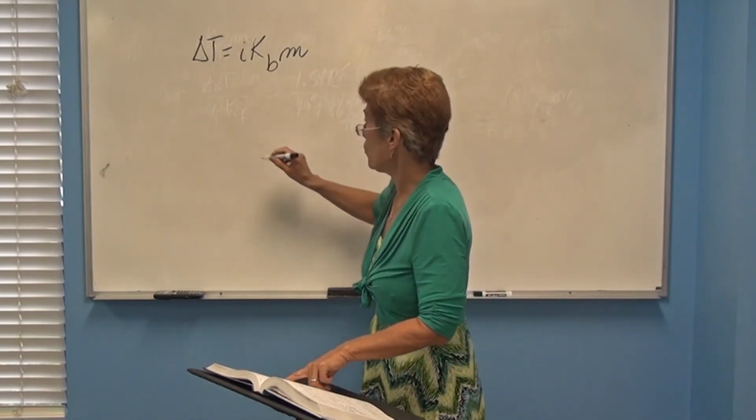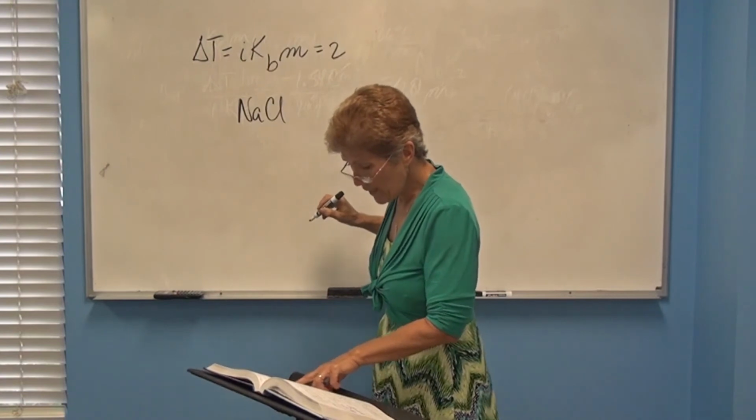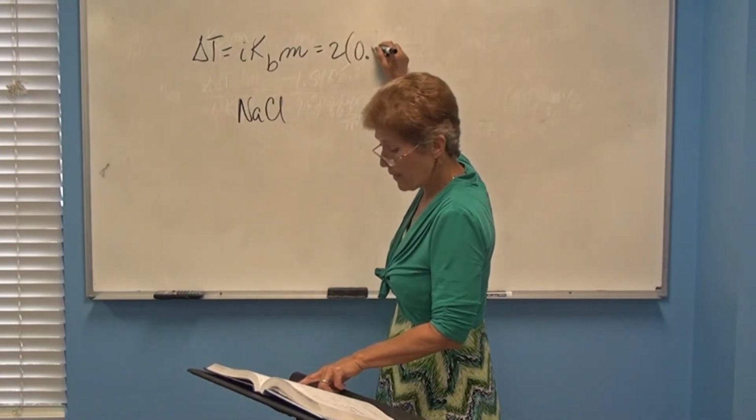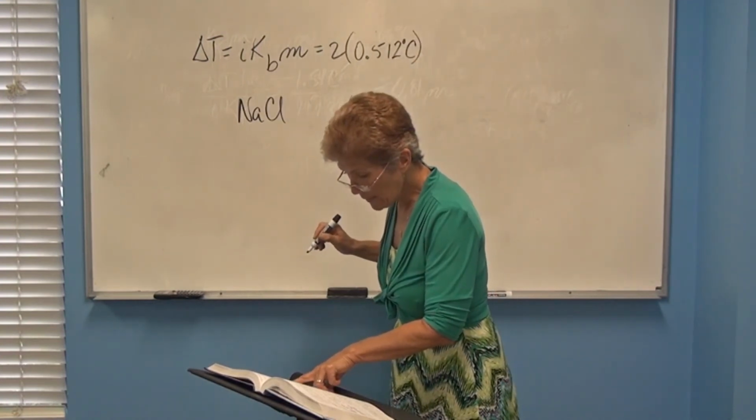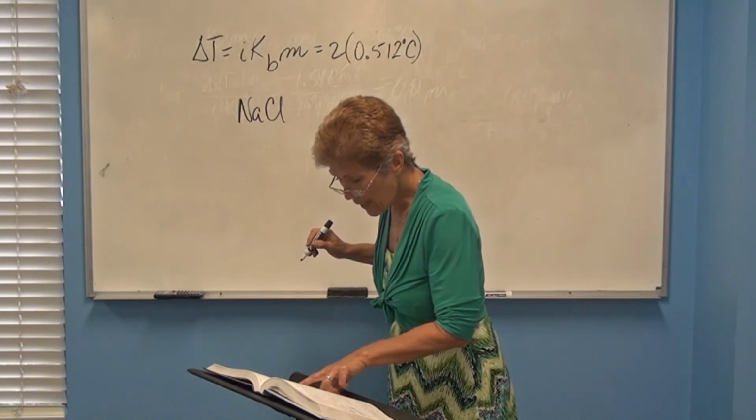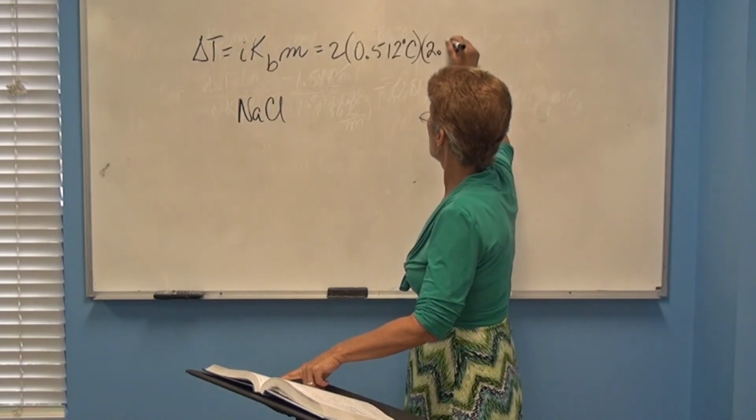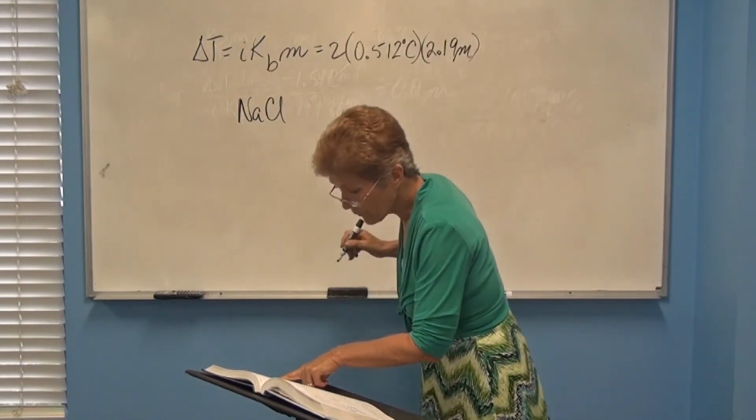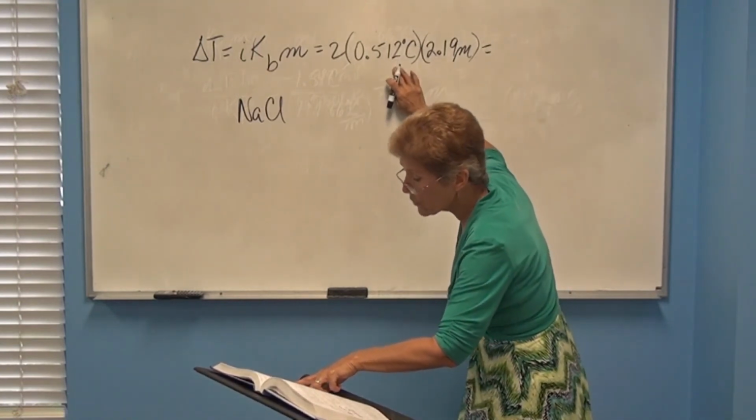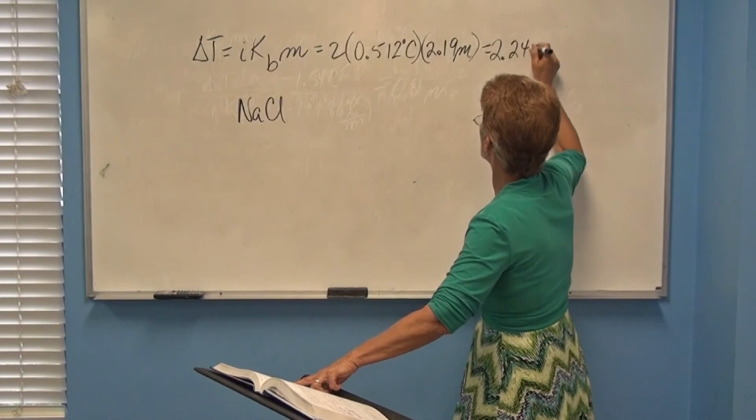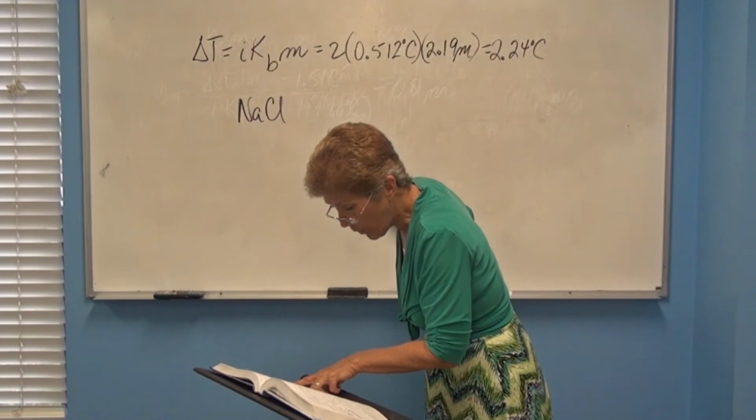In 20, we had sodium chloride. I'm just going to write it up here. So we know that i is 2. We're given the Kb as 0.512 degrees Celsius. We're given the molality. We figured that out up there. The molality of this was 2.19 mole. And so when we do that, 3 significant figures, our answer is 2.24 degrees Celsius. But we're asked, what is the boiling point?